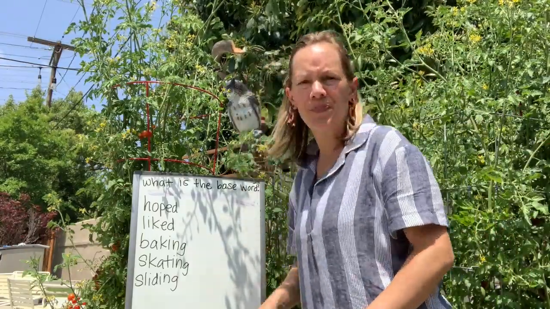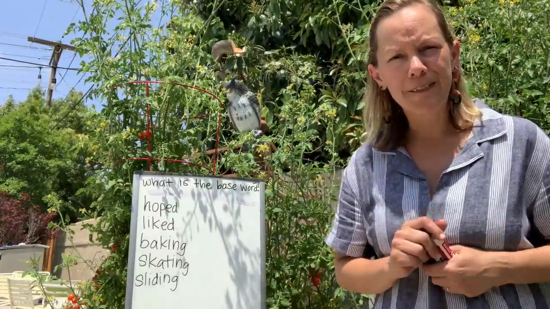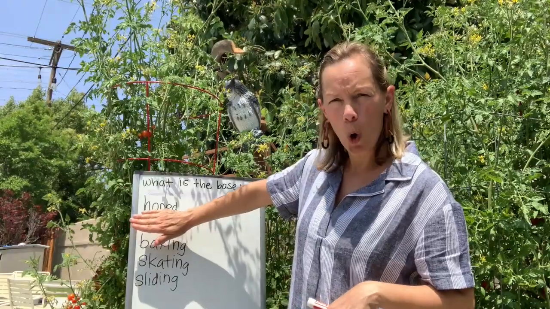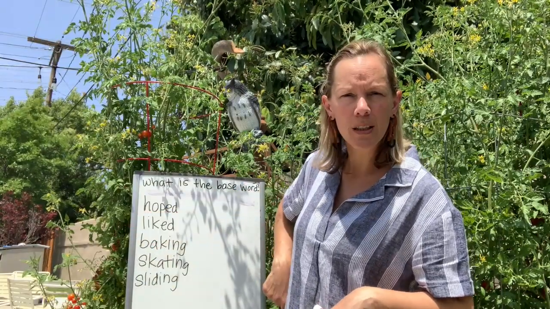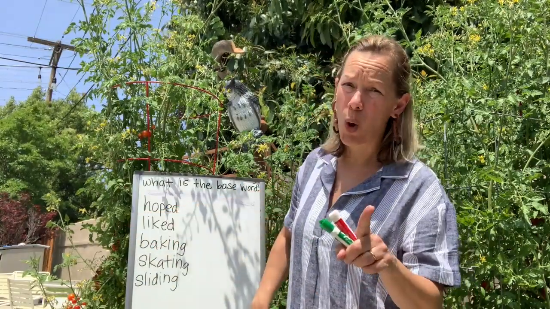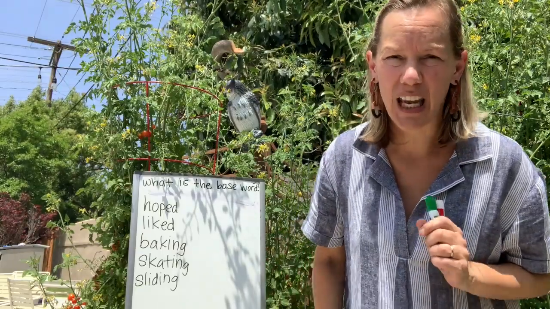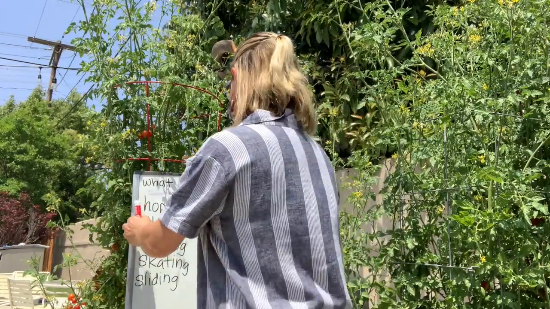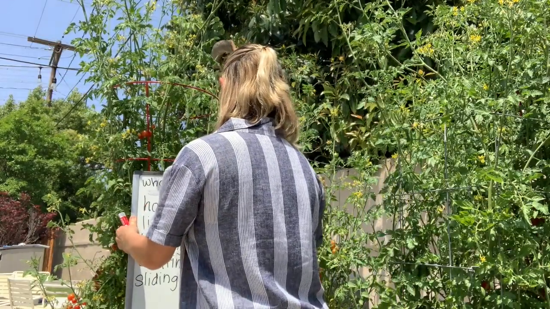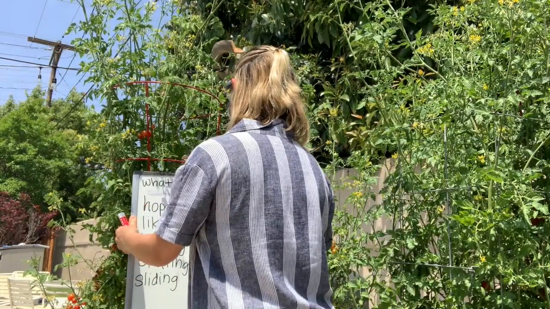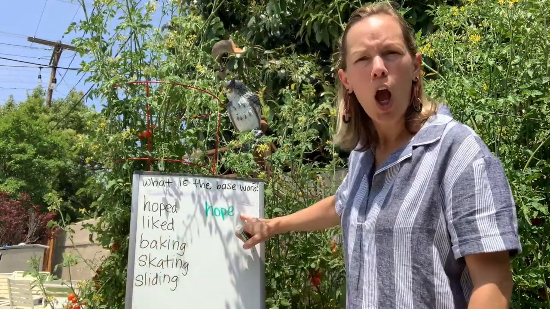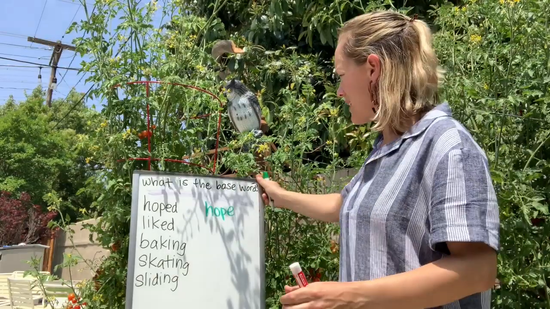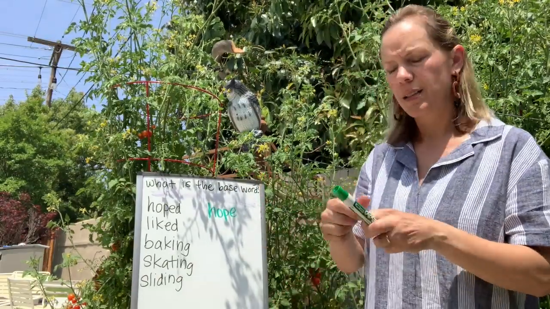All right. I have my pens. Let's figure out our base words. So we have hoped. Hoped. Remember, even though it sounds like a T, it is ED. Hoped. So we're going to spell that one H-O-P-E. Hope. Okay?